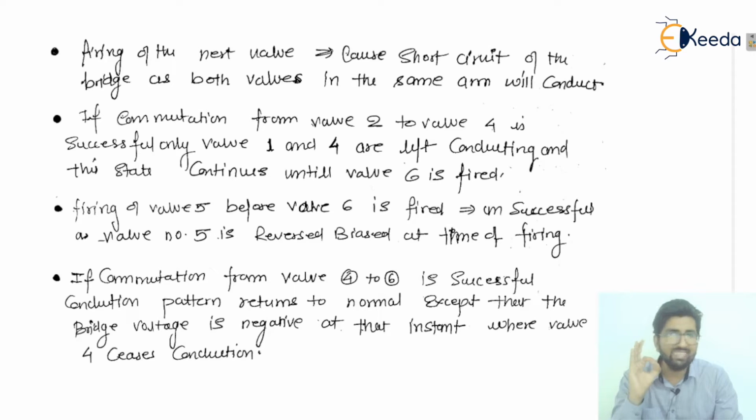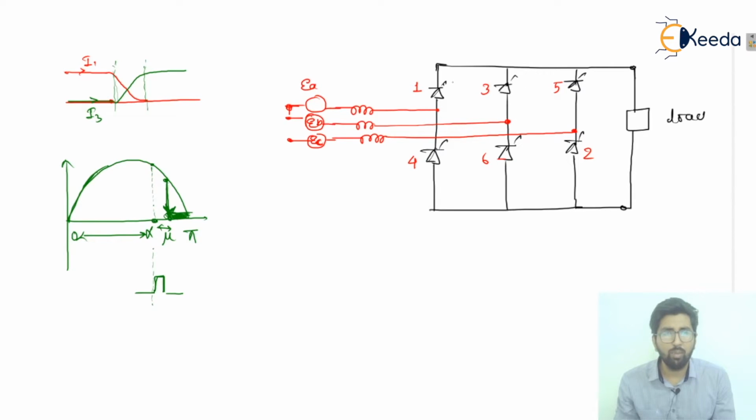So look at these points which I have included, the important ones. Now, firing of the next valve. Let us consider that the next valve is valve number 3. Earlier, valve number 1 and valve number 2 were conducting, and now we have fired valve number 3. Generally the transfer of the current from 1 to 3 should be proper, and then valve number 3 and valve number 2 should be conducting. This is written there.